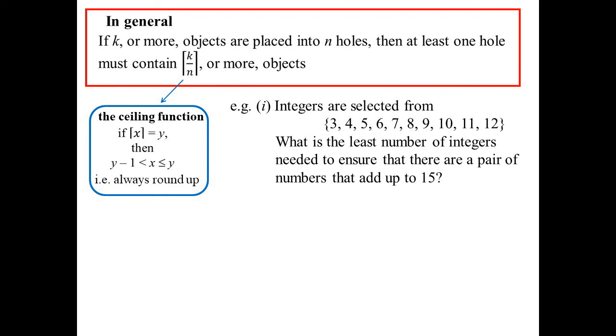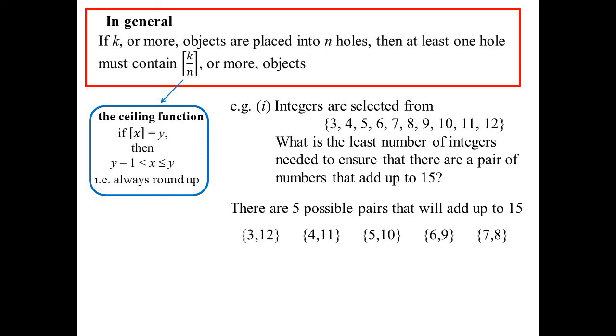Integers are going to be selected from this set of numbers. All the integers going from 3 to 12. What's the least number of integers we need to ensure that we get a pair of numbers that add up to 15? So we're just going to randomly pick numbers. How many numbers do we need to ensure that we've got 2 numbers that will add up to 15 in our collection of numbers? There are 5 possible pairings out of all of these numbers. And here they are. 3 and 12, 4 and 11, 5 and 10, 6 and 9, 7 and 8.